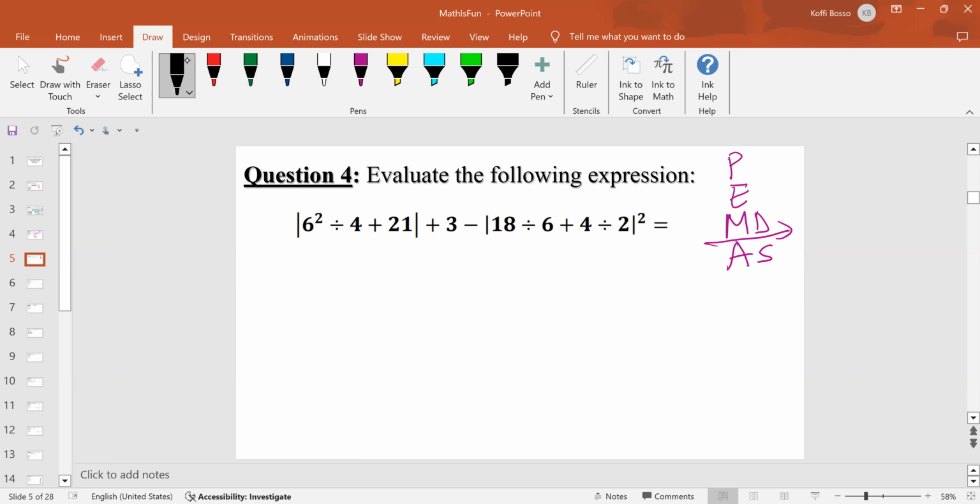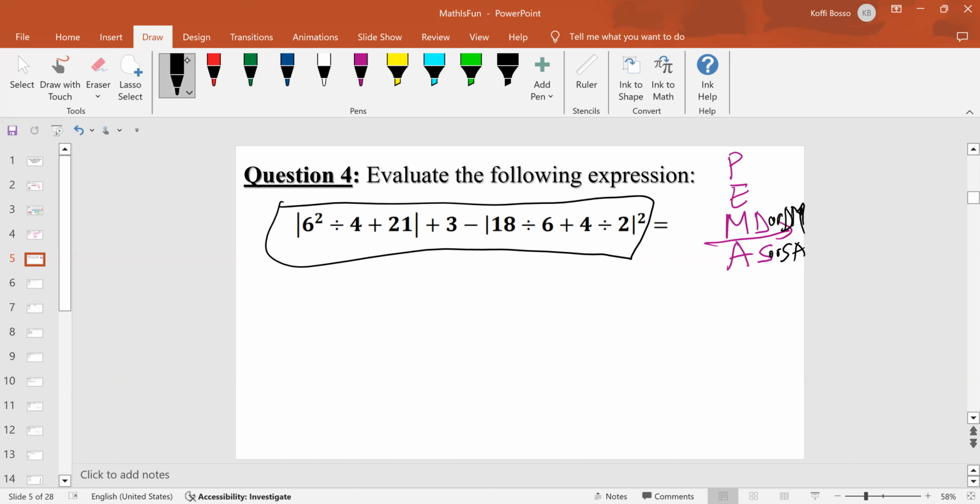That means what? If multiplication comes before division, you do multiplication first. But if it's a division before multiplication, you do division first. Okay, so same thing for addition and subtraction. Now, when you have this question here, we're going to see the absolute value as the parenthesis. That means we need to compute what we have inside the absolute value first.